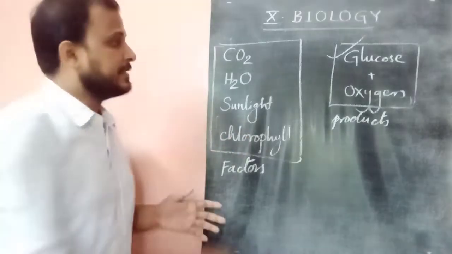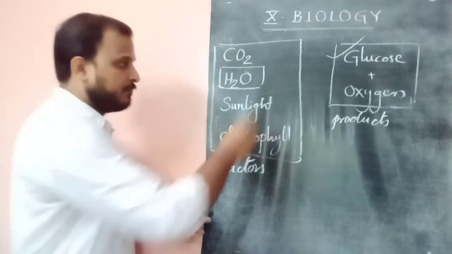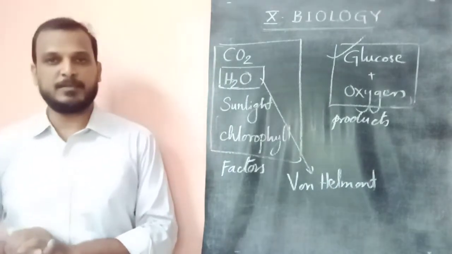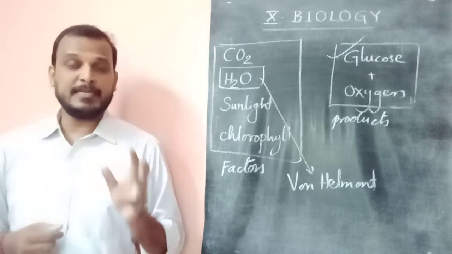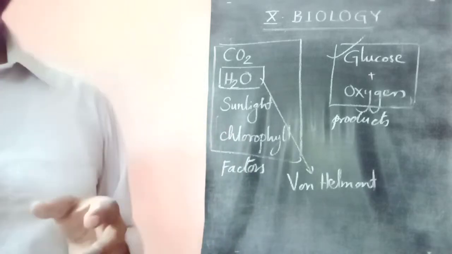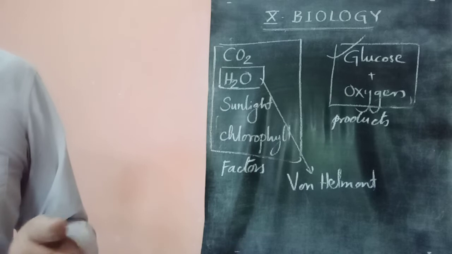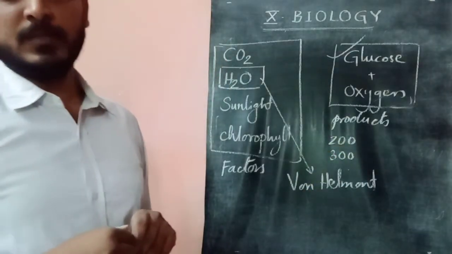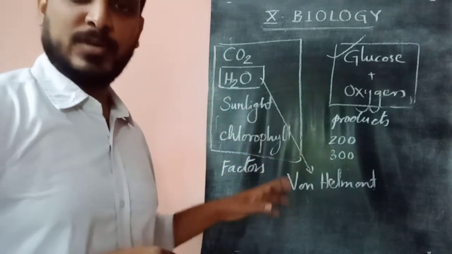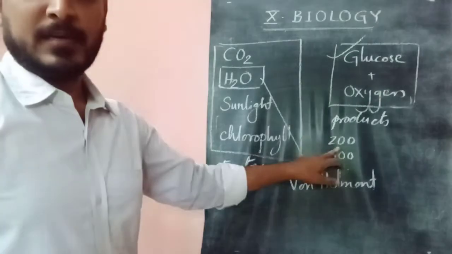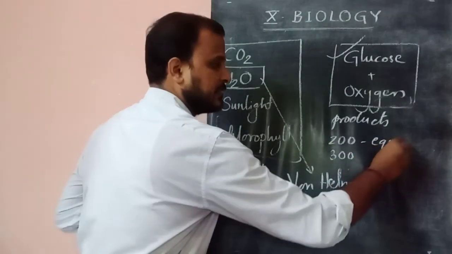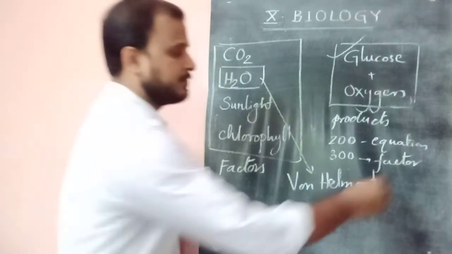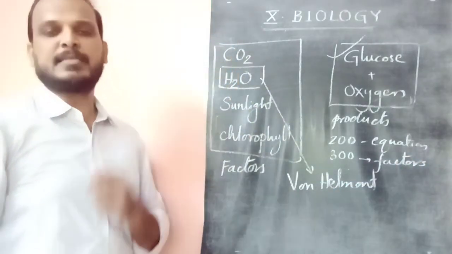Within these, the importance of water was shown by a scientist called von Helmont, by doing experiments on a willow plant for 5 years. We covered this already. And I also gave you one bit. How many years did the scientists take to come to know the importance of these factors? I gave two nearby figures, 200 years and 300 years. The 200 years is the time taken for scientists to formulate the equation of photosynthesis. Yes or no? And 300 years is the time taken to know the factors necessary for photosynthesis. For about 300 years, different scientists worked on these factors.